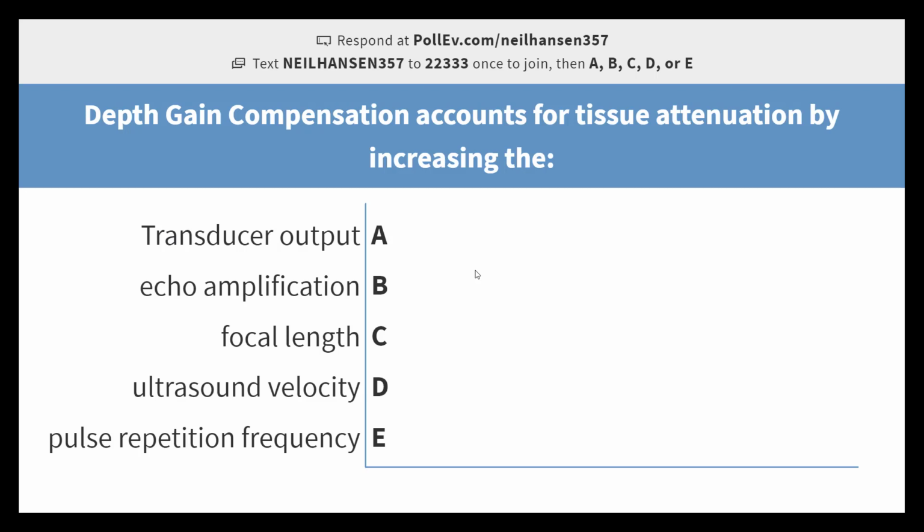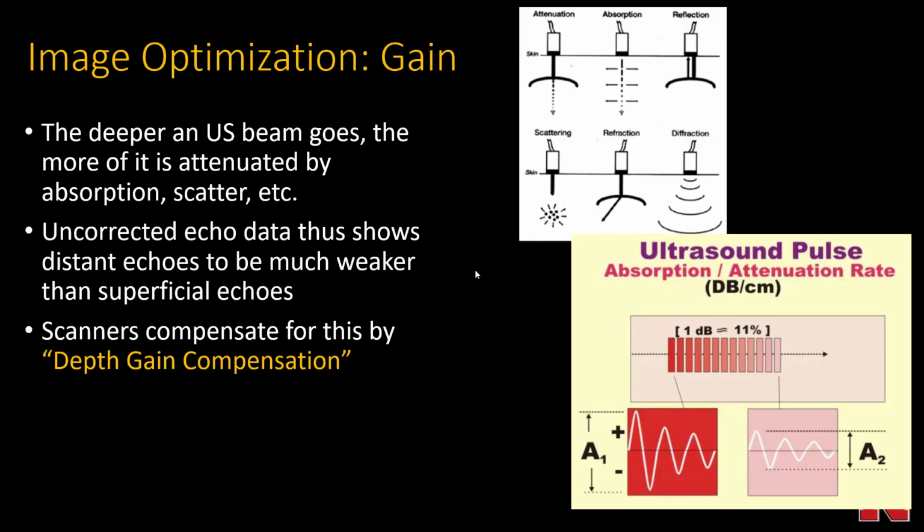Depth gain compensation, or some people just call it gain, accounts for tissue attenuation by increasing the echo amplification. So image optimization, the gain: this is that set of dials along usually the right aspect of the keyboard that the sonographer magically waves their hand up and down with and optimizes an image.